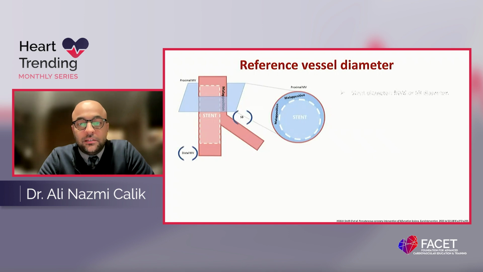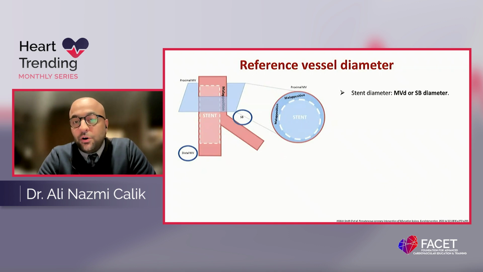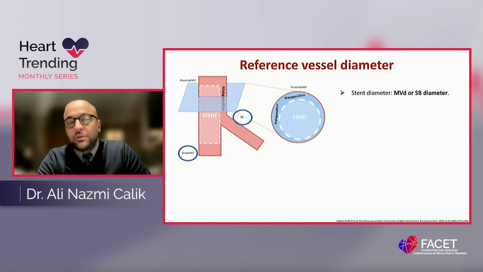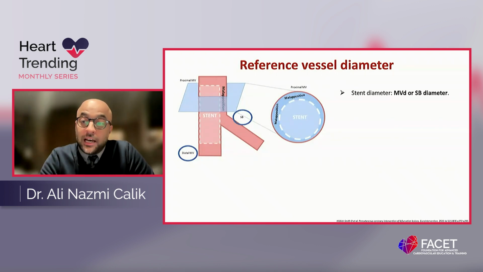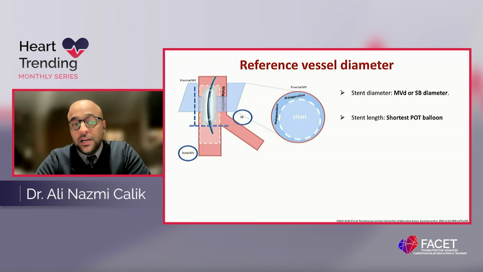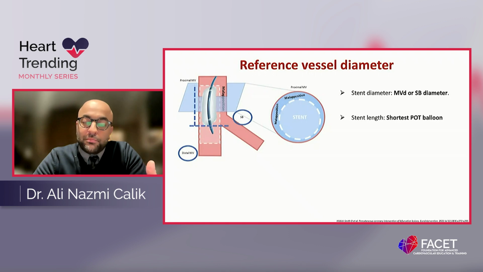So as I mentioned earlier, it's important to understand the reference vessel diameters. Of course, when we are selecting the stent to treat these bifurcation patients, we always select our stent diameter according to the main vessel diameter, or to the side branch diameter if we deploy our stent from the side branch to the proximal main vessel. When it comes to stent length, as you can see on the left-hand side, we have to consider our shortest non-compliant POT balloon, because our stent in the proximal part of the main vessel should be long enough to cover our shortest POT balloon.